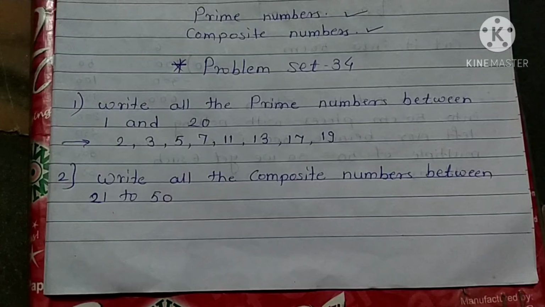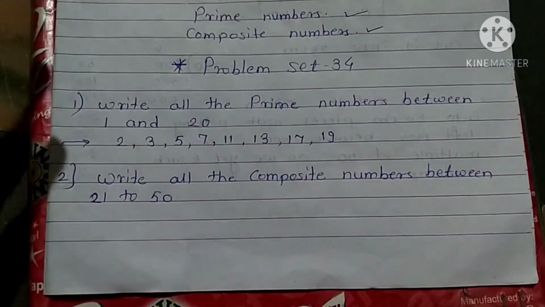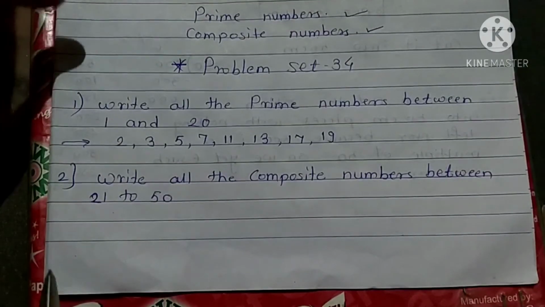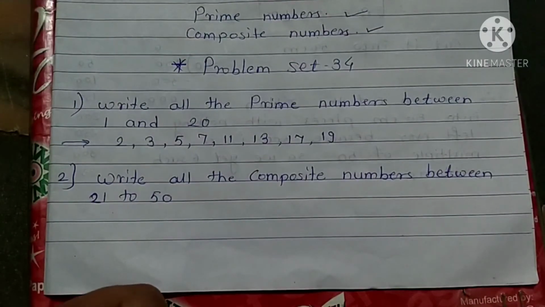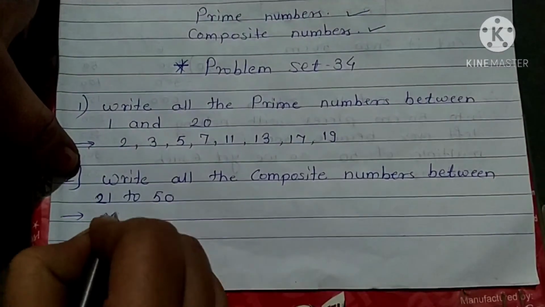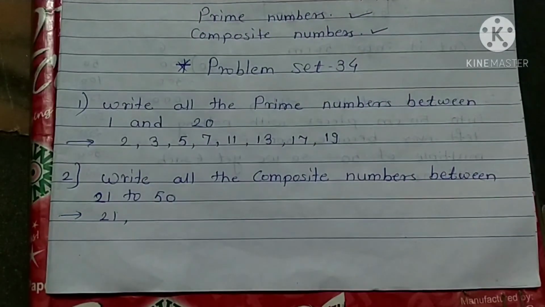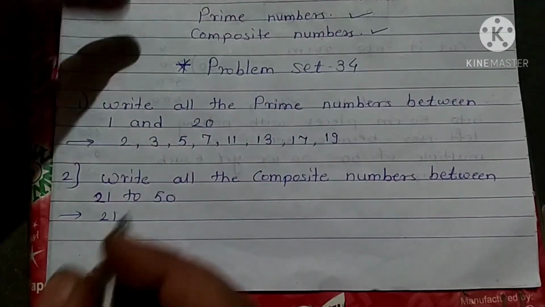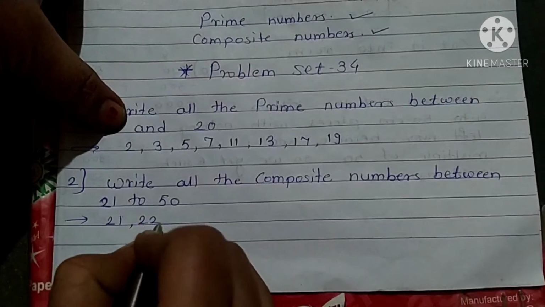Composite number means what? A number which has more than 2 factors. So 21. As 21 is present in the 3 table and the 7 table, 21 is a composite number. Now 22, yes, 22 is also present in the 2 table and the 11 table. So 22 is also a composite number.